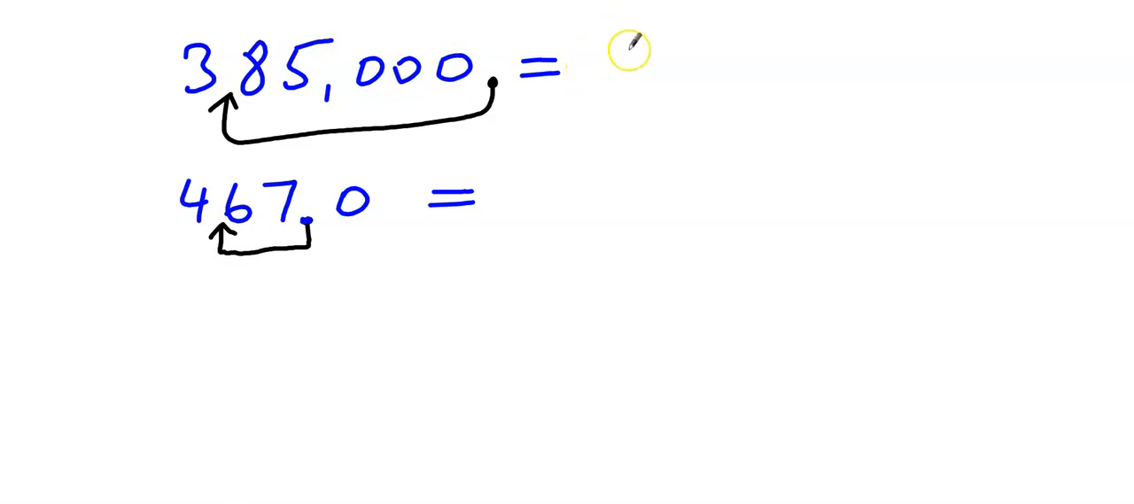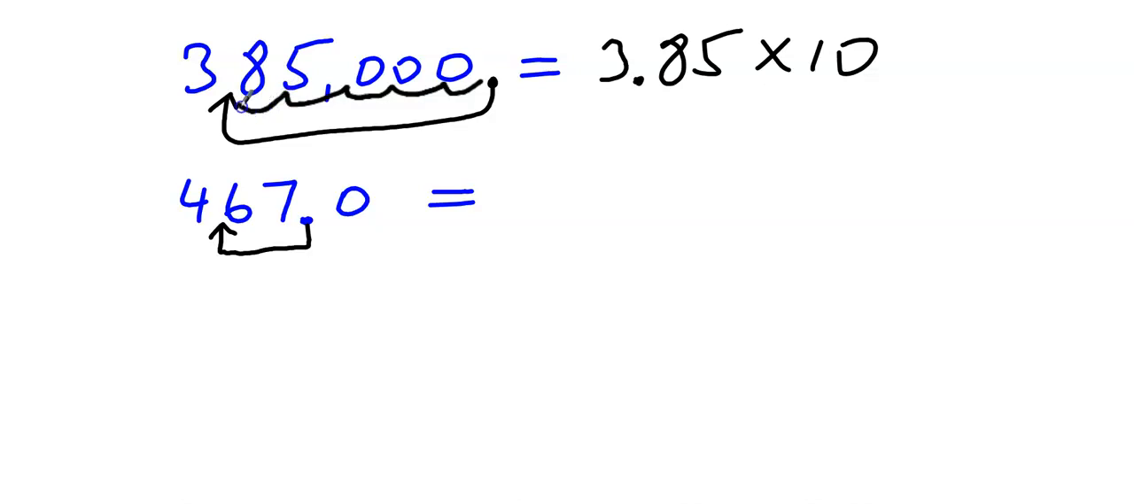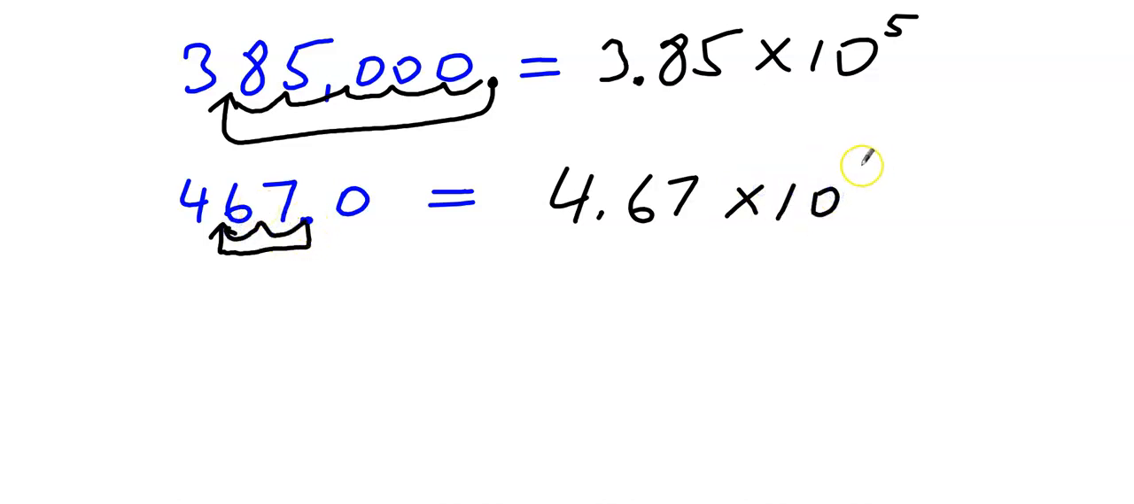So in the first problem, the answer is 3.85 times 10. Count how many spaces we had to move. 1, 2, 3, 4, 5. So the exponent is the 5th power. Second one, it's 4.67 multiplied by 10. We had to move the decimal once, twice, so it's the 2nd power.